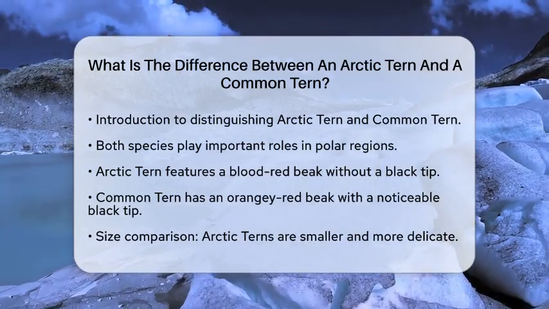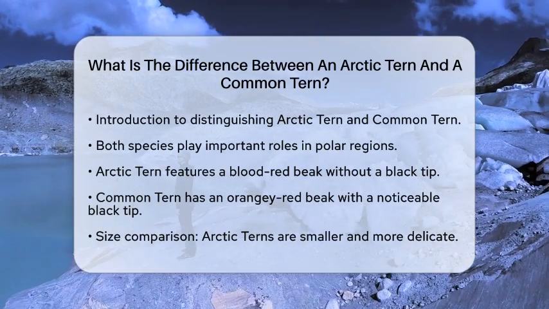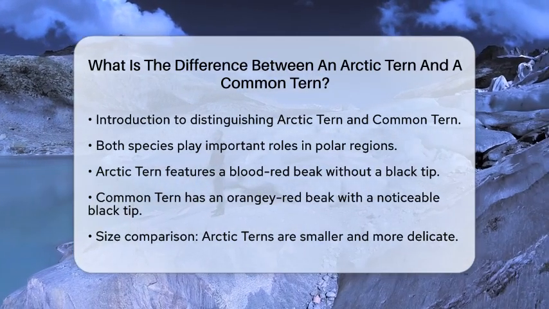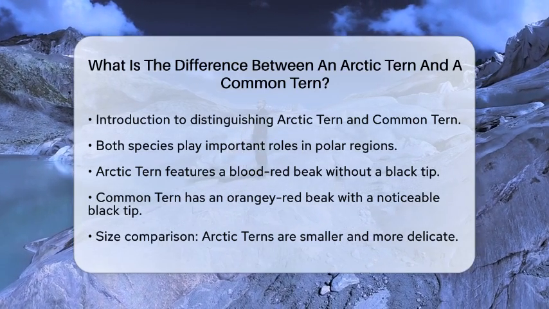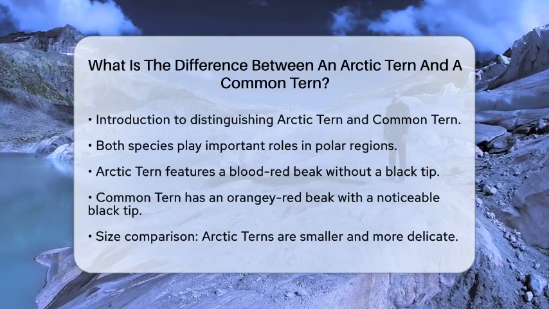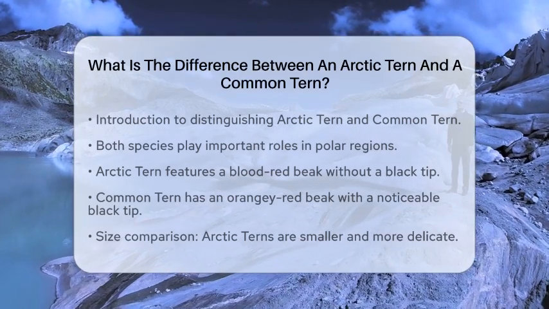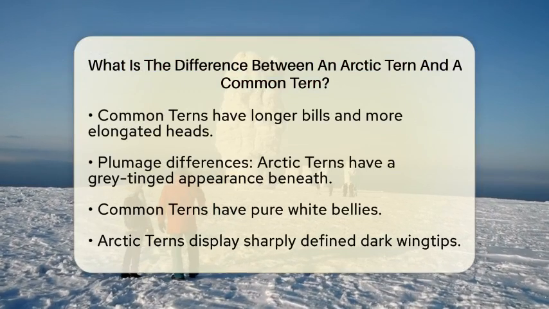The Arctic tern has a striking blood-red beak that usually lacks black at the tip. In contrast, the common tern features a slightly orangey-red beak with a noticeable black tip. When it comes to size, Arctic terns appear smaller and more delicate, while common terns have longer bills and more elongated heads. Now let's discuss their plumage.